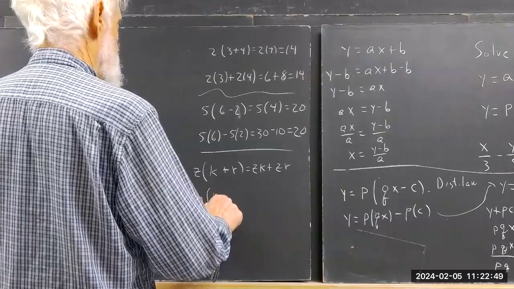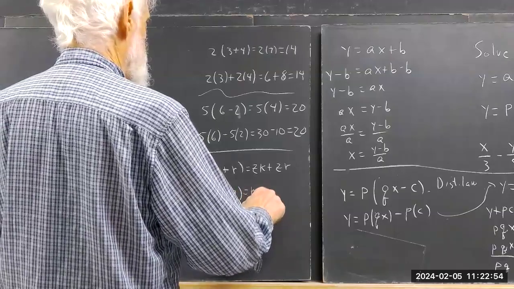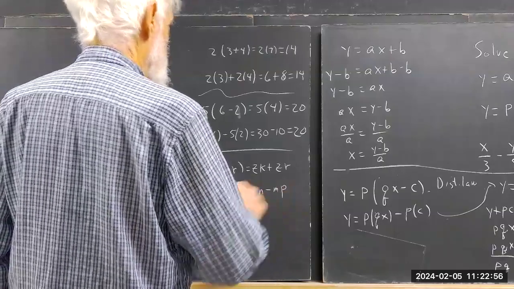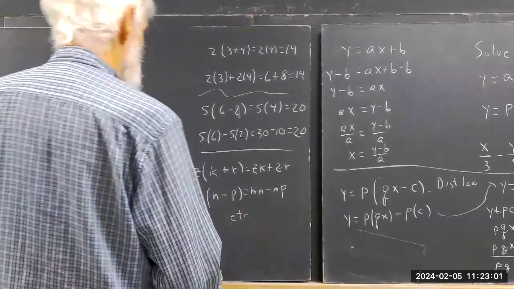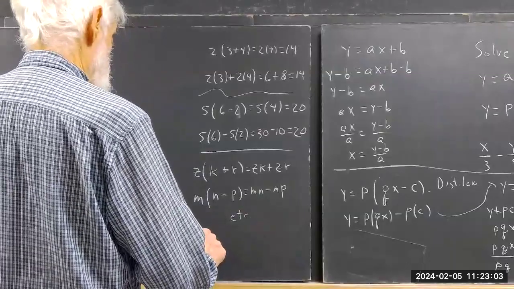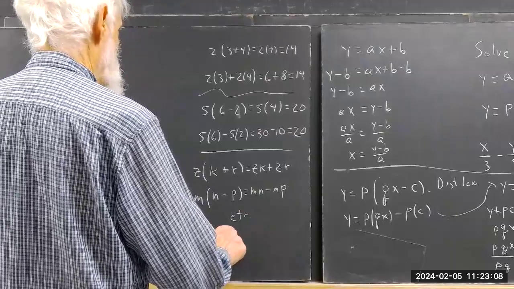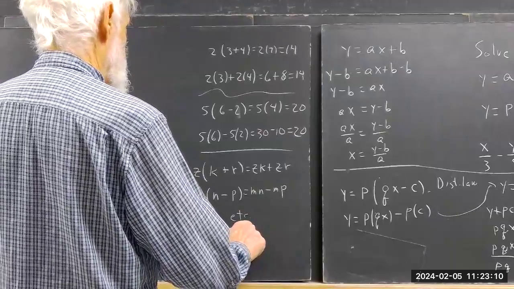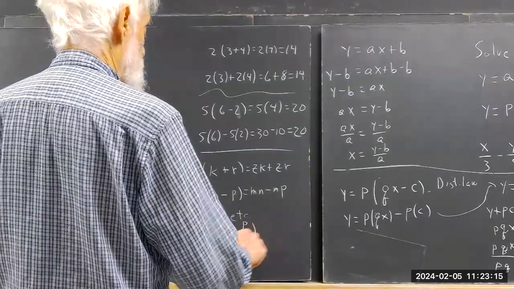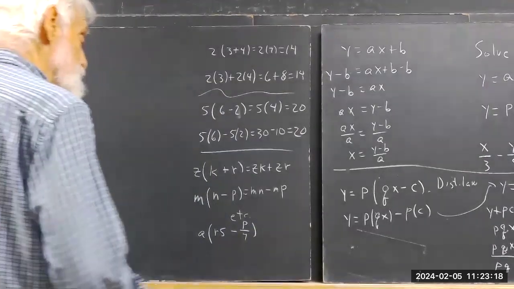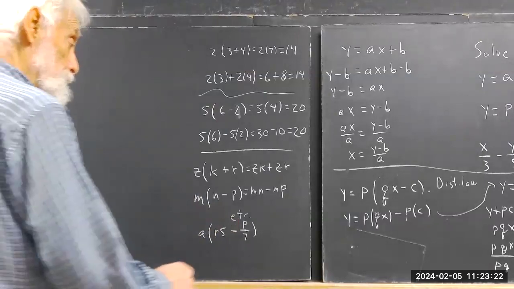M times n minus p is m times n minus m times p. Now, if you have more terms, if you have a times rs minus p over, why not p over 7? It doesn't have to be a number there, it could be a symbol. Sometimes you have a combination of numbers and symbols.